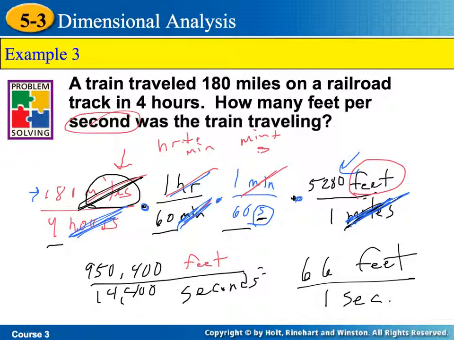Let your labels tell you where to go. If 1 is in the numerator, like miles. Miles was in my numerator, so in my next problem, in order to cancel out miles, because miles is in my numerator, I need to come up with a rate where miles is in my denominator. So let your labels do the talking a little bit.